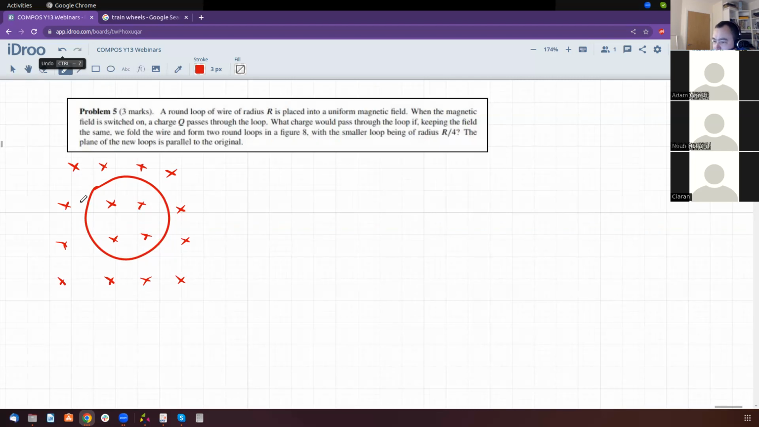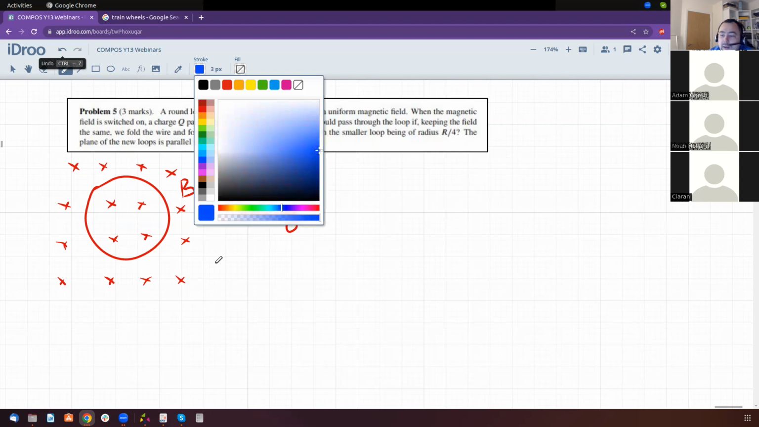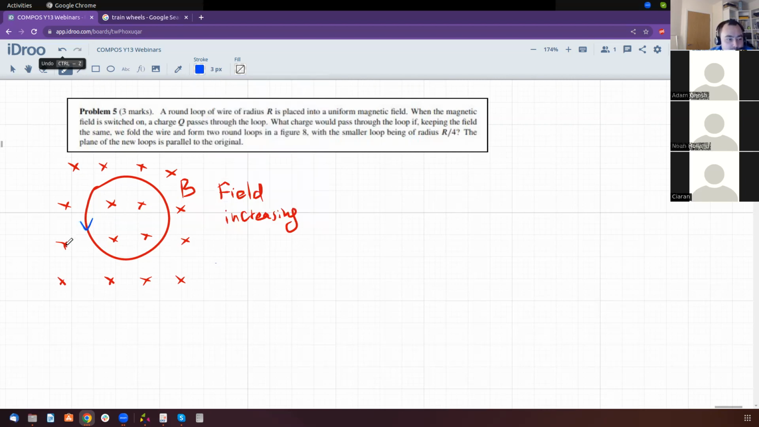Lenz's law. Field. The field is increasing. Very good, Adam. Yes, it is anti-clockwise. Can somebody explain why? Use your mic.